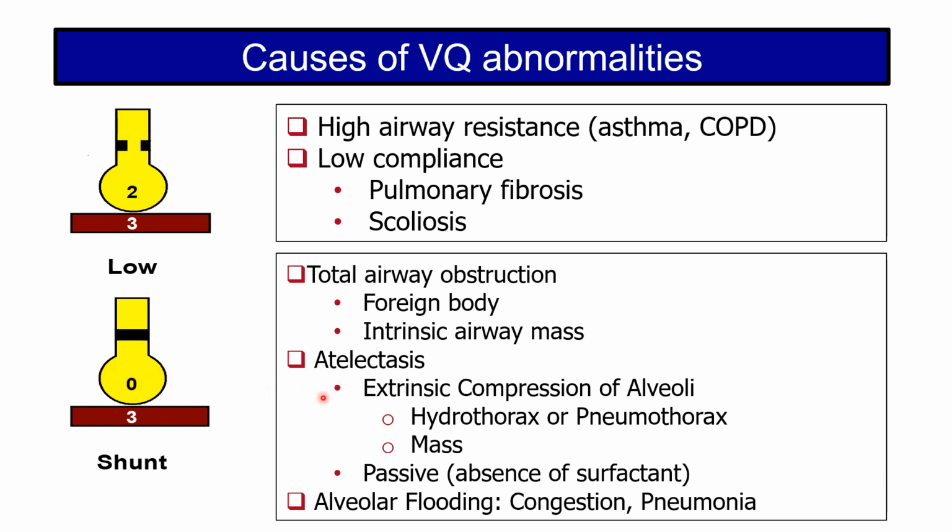It may be extrinsic compression of the alveoli, such as in hydrothorax or pneumothorax, or a mass which compresses on the alveoli. It may also be passive atelectasis, such as in the case of hyaline membrane disease, wherein there's absence of surfactant, so the alveoli is going to collapse. Or the alveoli may be flooded by fluids, as you see in congestion, or exudates, as you see in pneumonia. These diseases will give rise to a shunt V/Q.